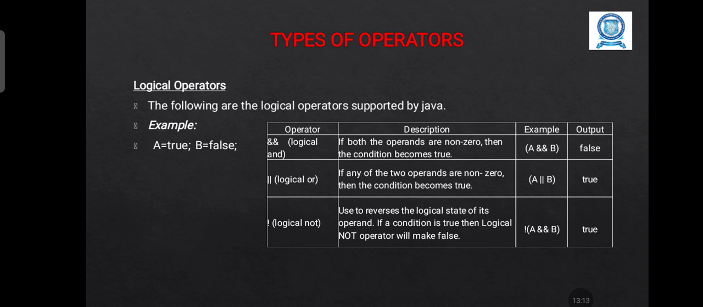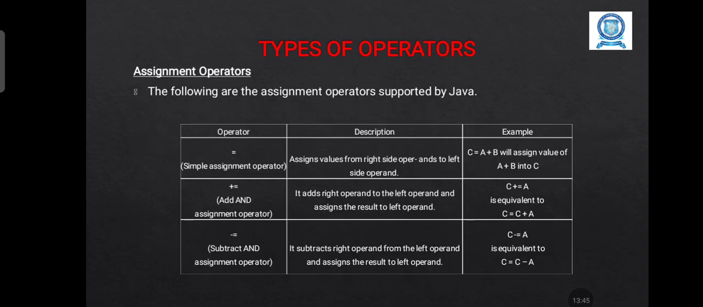Then the logical operations. The logical operators are logical AND, logical OR, logical NOT. These operations will be applied between expressions. If both expressions are true, the logical AND operator will provide true. If any one of the expressions is true, we get true from the logical OR operation. Logical NOT means if the expression evaluates to true, it will return false.